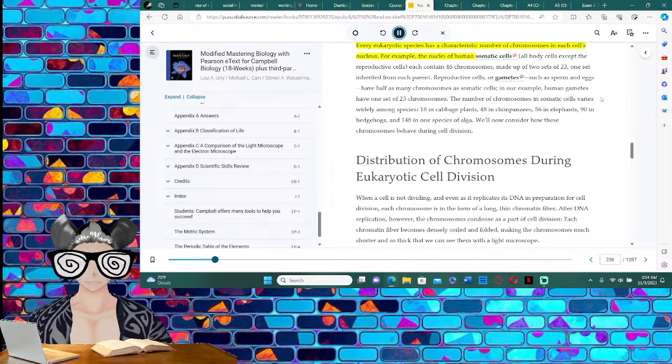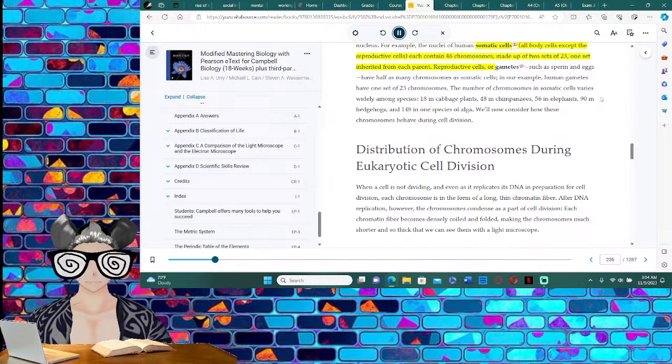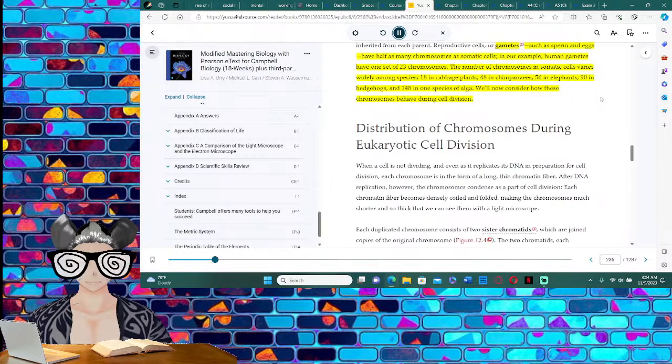Every eukaryotic species has a characteristic number of chromosomes in each cell's nucleus. For example, the nuclei of human somatic cells, all body cells except the reproductive cells, each contain 46 chromosomes, made up of two sets of 23, one set inherited from each parent. Reproductive cells, or gametes such as sperm and eggs, have half as many chromosomes as somatic cells. In our example, human gametes have one set of 23 chromosomes.